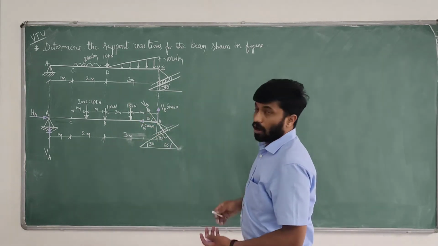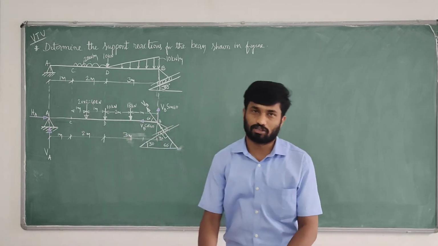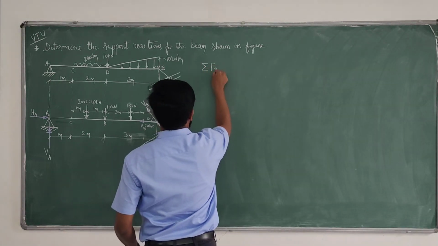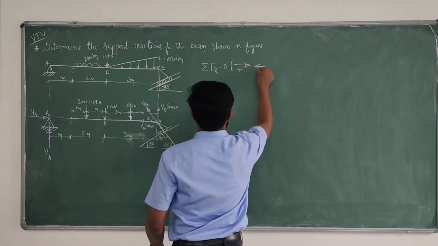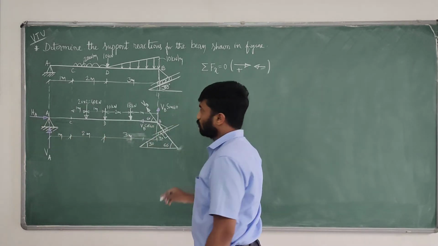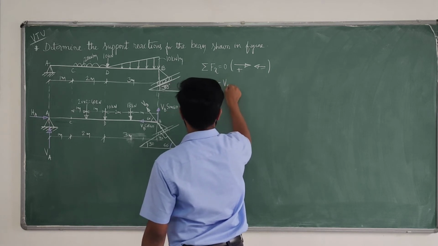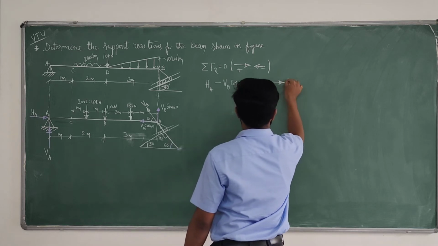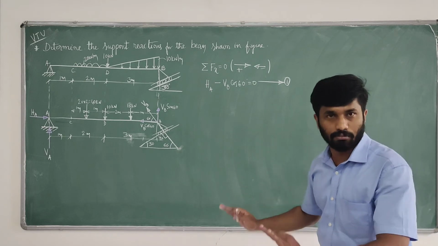Now apply the equations of equilibrium to determine the support reactions VB, VA, HA. That's all. So first you apply sigma Fx equals 0. All right side forces are positive, left side forces are negative. So 1, 2, there are two forces. Plus HA minus VB cos 60 equals 0. There are two unknowns, that's why take it as equation number 1.